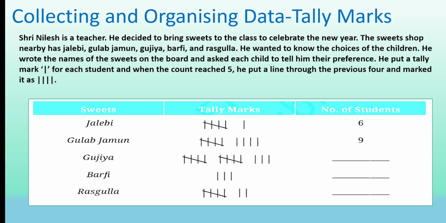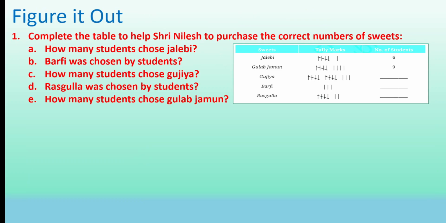Sweets, jalebi, tally marks, number of students. Gulab jamun, tally marks and number of students. Gujia, tally marks and number of students. Barfi, tally marks and number of students. Rasgulla, tally marks and number of students. So these are the tally marks. Let us answer a few questions.